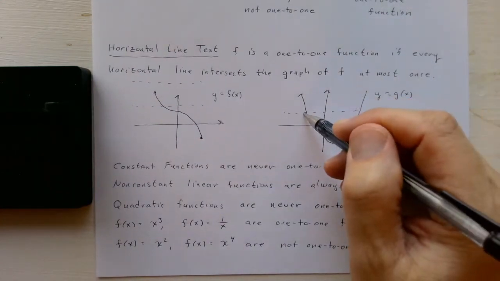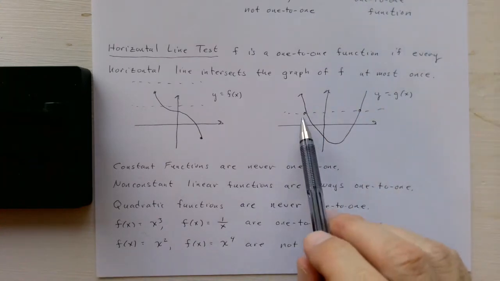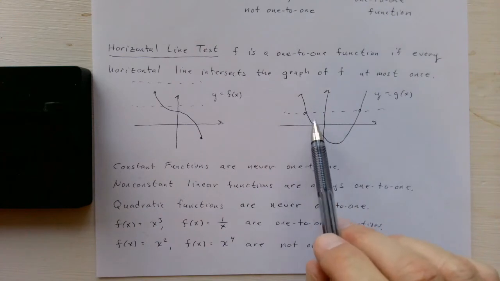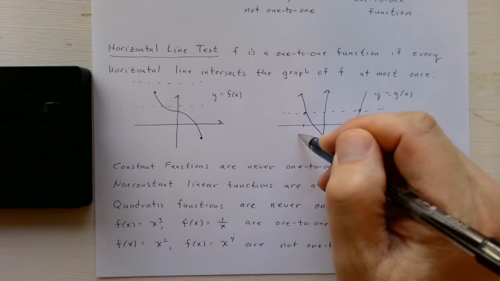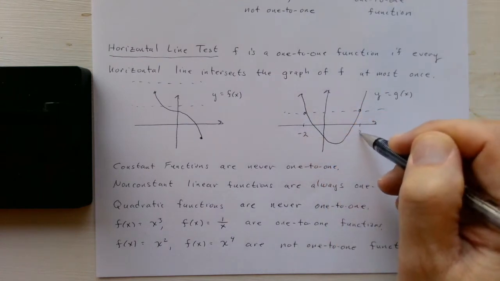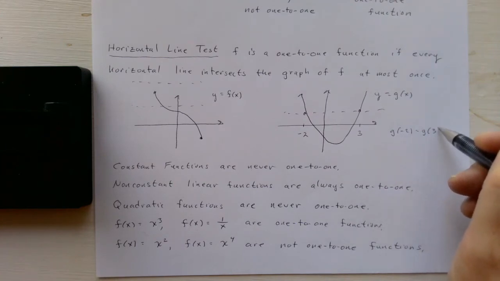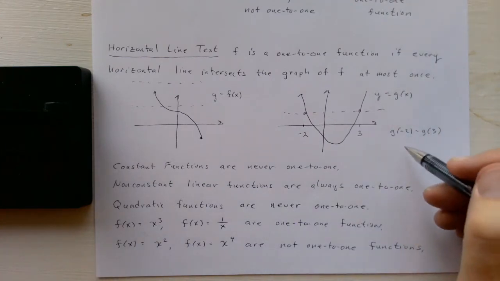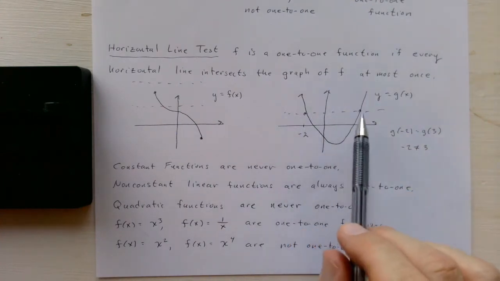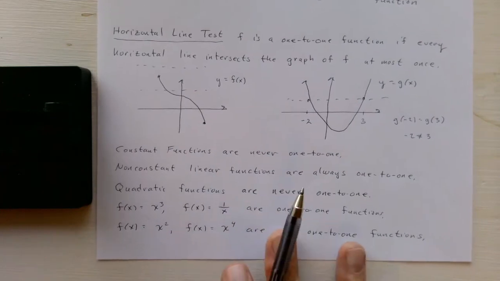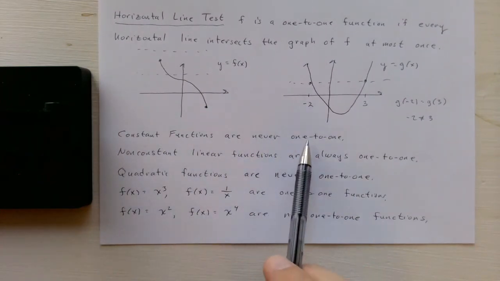And the reason for that is, if we have two points of intersection, we have two points with the same y-coordinate but different x-coordinates. So let's say this was -2 and this was 3, we would see that g of -2 is equal to g of 3. But of course -2 is not equal to 3, right? So as soon as we have two points of intersection, we know it can't be one-to-one. In particular, constant functions are never one-to-one.